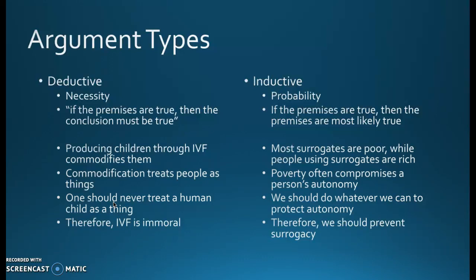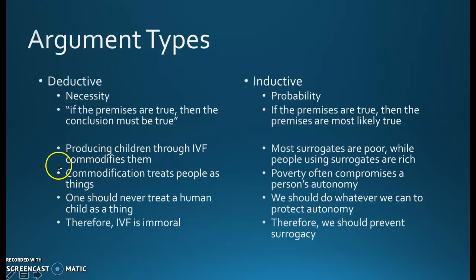If the premises are true, then the conclusion must be true. So the example here is that producing children through IVF commodifies them. Commodification treats people as things. One should never treat a human child as a thing. Therefore, IVF is immoral.